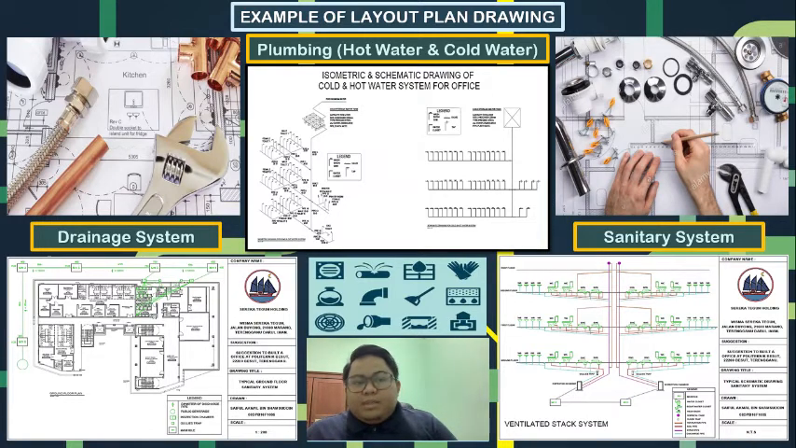Okay, we go through to the top. It's about the plumbing system, and we can see the hot water and cold water arrangement pipe. We can see the isometric drawing and the schematic drawing for the water supply. Okay, we go through to the third, the sanitary system. We can see the drawing about the stack system in use in the drawing for the 3-level building.